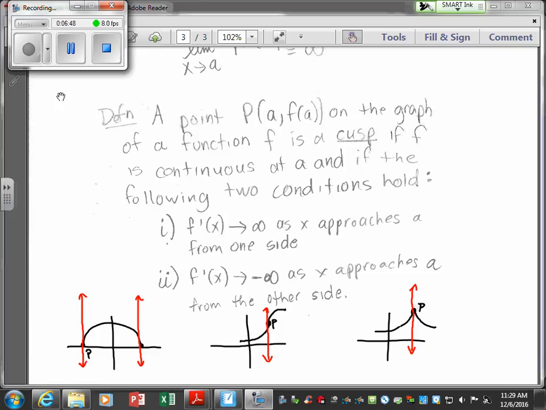And just some examples of a cusp. Here, if you took the limit, you have a vertical asymptote here. Okay, so that would be at P. Here you can see, if you were looking at it from the left, it'd be approaching positive infinity, but if you look at it from the right, it would have negative infinity, so you would have a cusp there, and also at this particular case here.